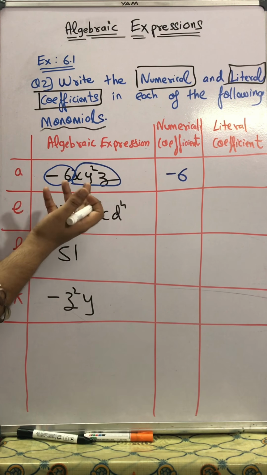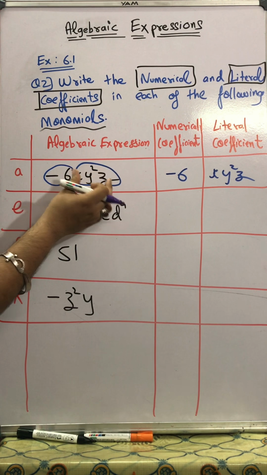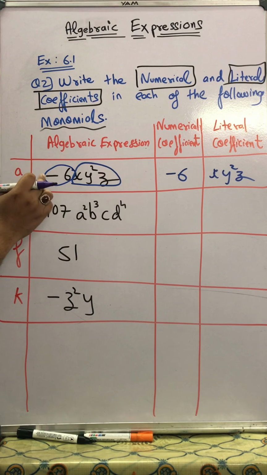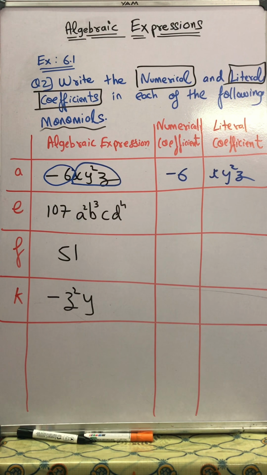But what type of friends are they? They are literal friends, literal coefficients. So x y square z. To be more precise, minus 6 is a numerical coefficient of x y square z, and x y square z are the literal coefficients of minus 6. So when we speak about numbers, we say numerical coefficients, and when we speak about alphabets, variables, we call it literal coefficients. Okay, now it's very easy.